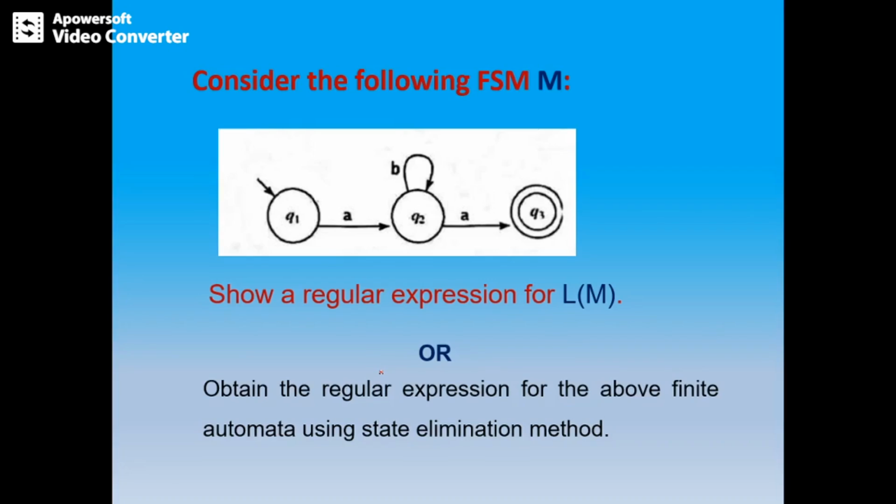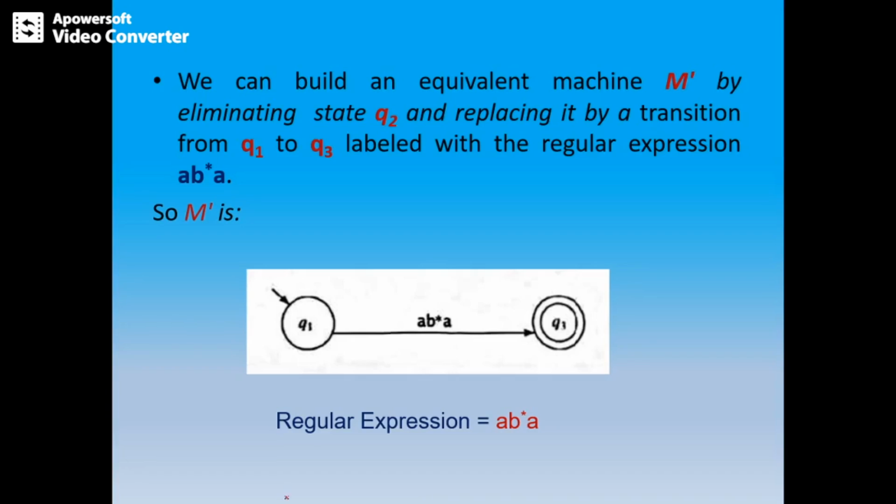Let us consider an example. If I have an example something like this, this is your M, and this is going to show a regular expression for the language of M. Now you have to give a regular expression for this. How do we obtain a regular expression for the above finite automata using the state elimination method? These are the two ways it can normally be asked. Now, how do I finally get it? I should get something like this.